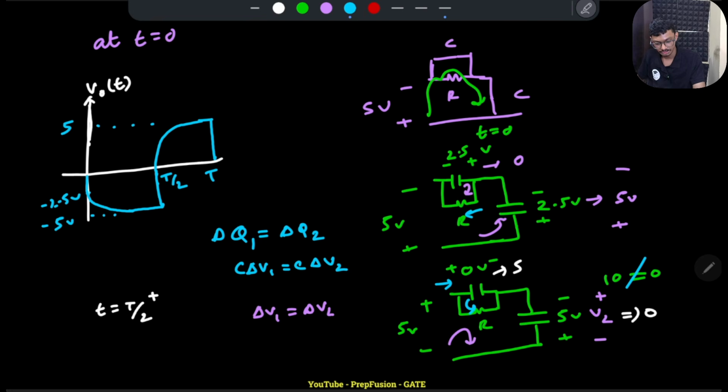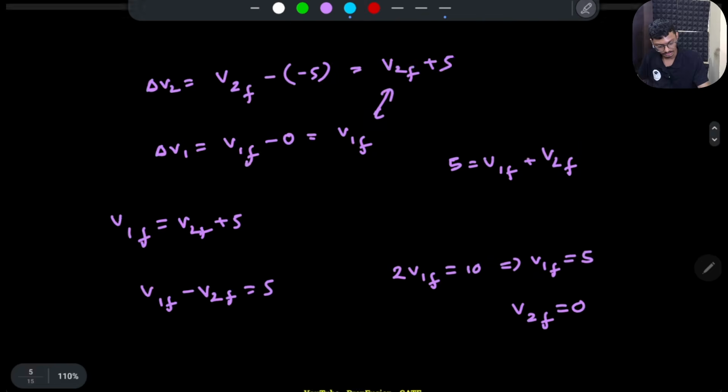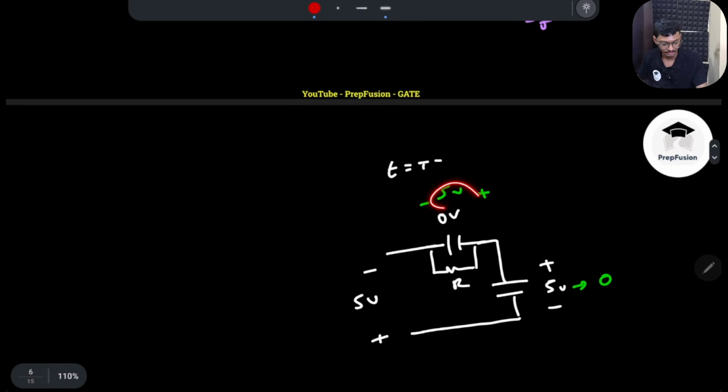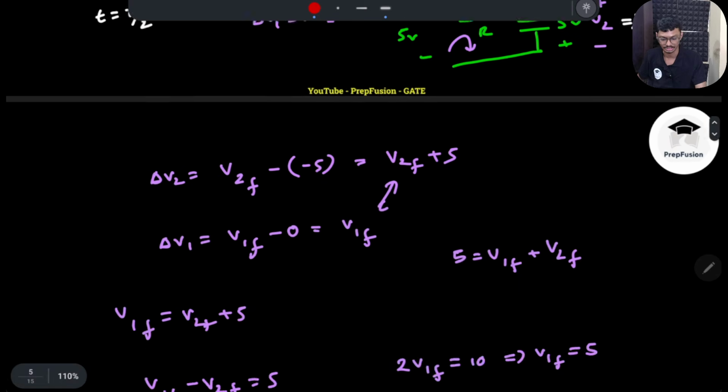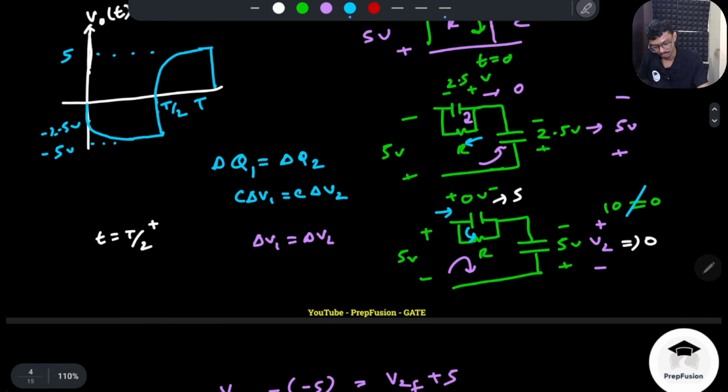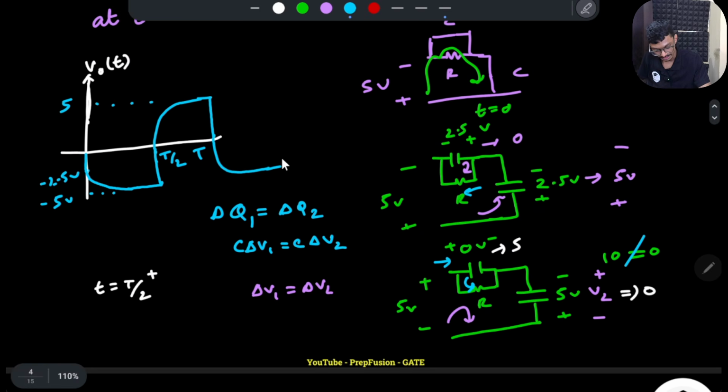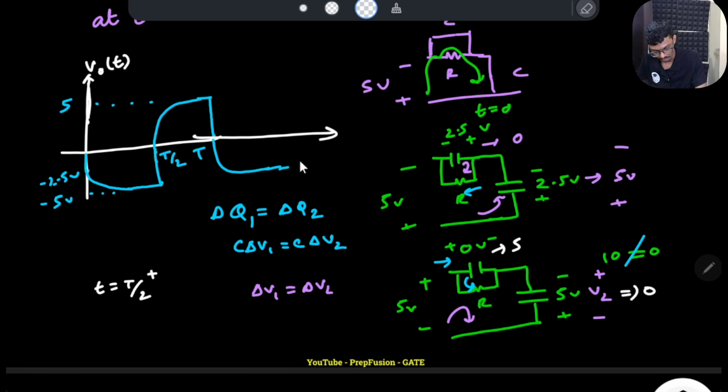And again, what will happen? The moment it gets charged to 5 volts, again it will discharge through this resistor, and the other capacitor will be charged to 5 volts. So it will be like this. So this is actually a pretty good question, right? And this will now repeat basically, although this is not looking symmetrical.